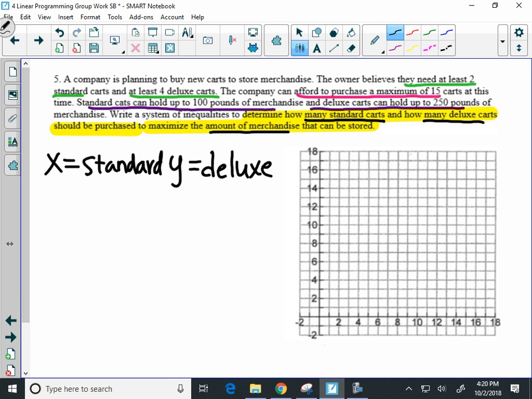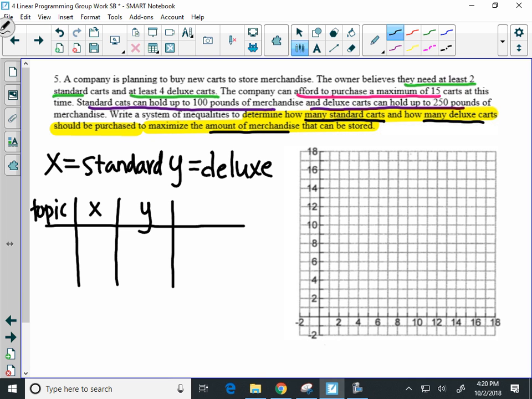Okay. Now, as usual, let's start by setting up a table here. The table, you don't have to do it, but it helps you stay organized. So we have the topic of our equation, our X variable, Y variable, and the total amount we're given. Now, when I look at the second sentence here, it says the owner believes you need at least 2 standard carts. That is a stand-alone equation. You are going to take the number of standard carts, and we just need that to be greater than or equal to 2. Usually we use greater than or equal to 0, but here they're very specific that you need at least 2 standard carts to buy.